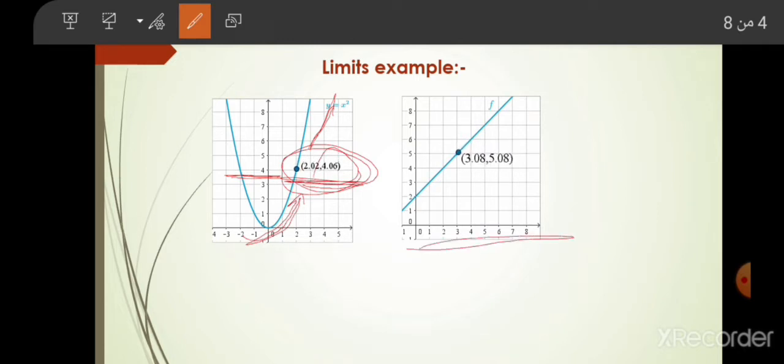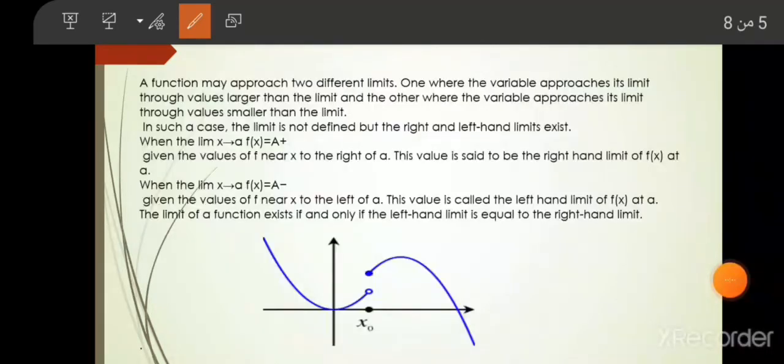And here it is the same. When the x value gets closer to 3 from the left and from the right, the y value is getting closer to 5. A function may approach two different limits: one where the variable approaches its limit through values larger than the limit, and the other where the variable approaches its limit through values smaller than the limit. In such a case, the limit is not defined. The limit here will not be defined, but the right and left hand limits exist.